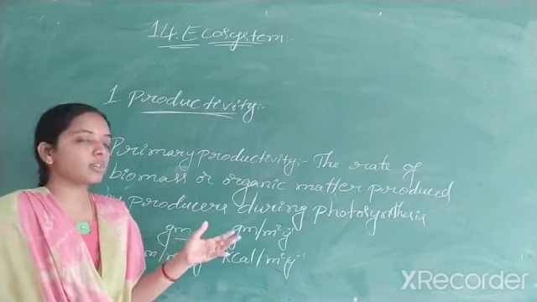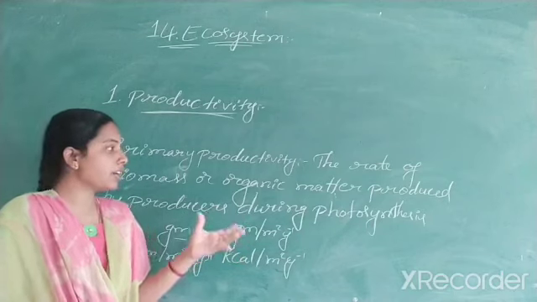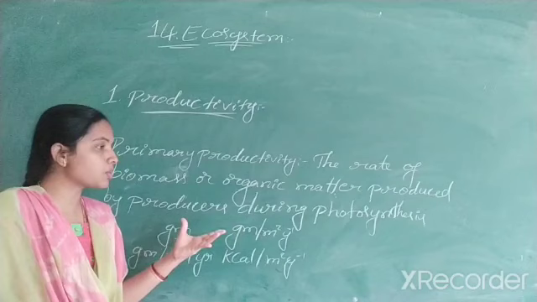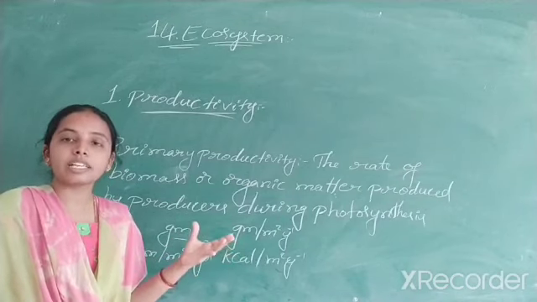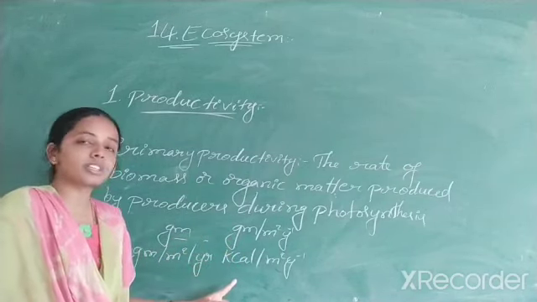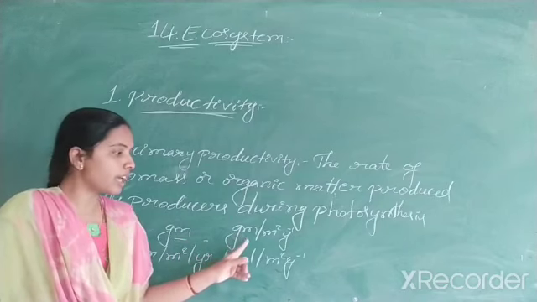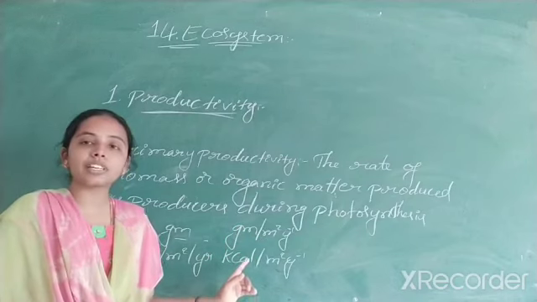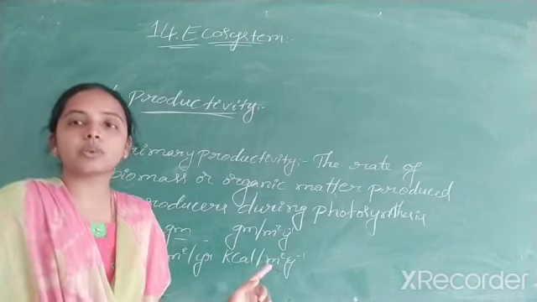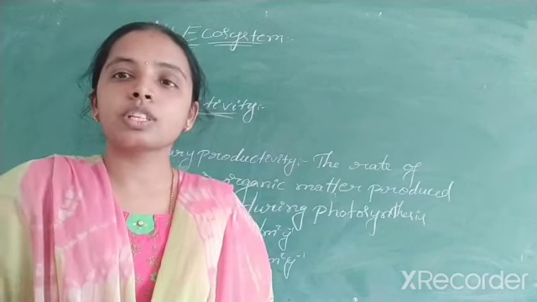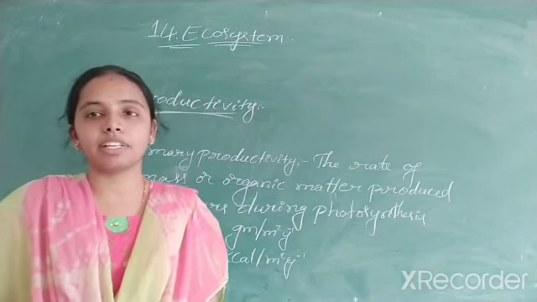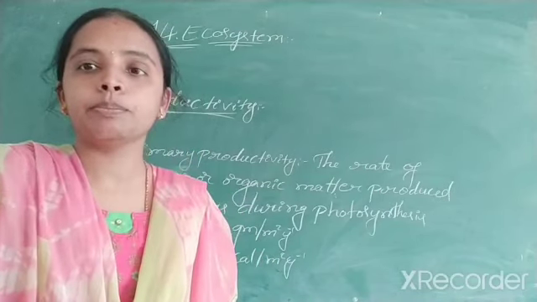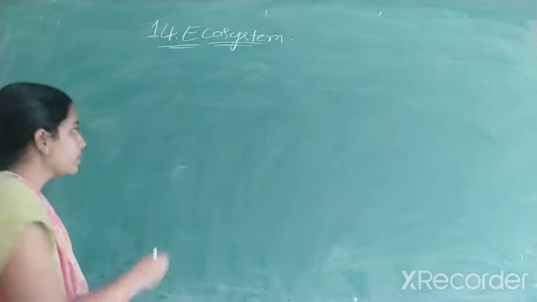Primary productivity is the rate of biomass or organic matter that has been produced by the producers during photosynthesis. It can be denoted in terms of gram or kilocalories: gram per meter square per year, or kilocalories per meter square per year. So this is about primary productivity. Now, the types of primary productivity.